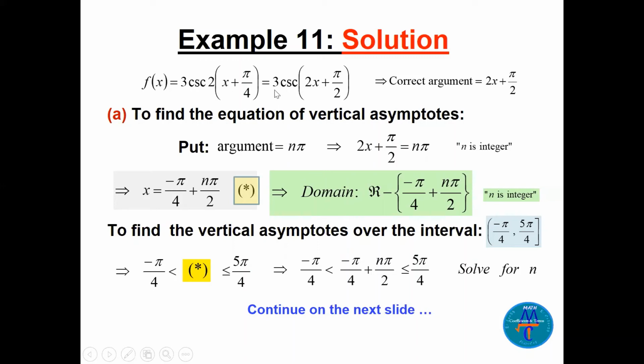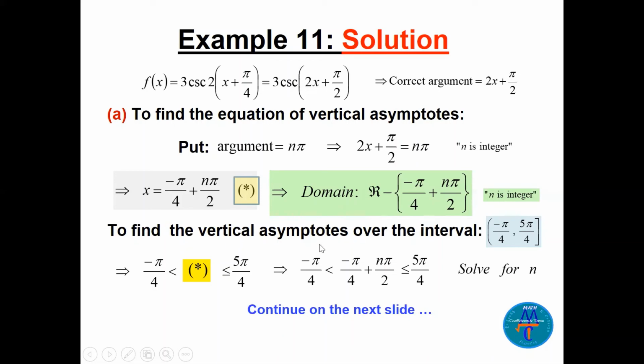Now cosecant, remember, is 1 over sine. So you take the argument equal to n pi. The argument in this case, 2x plus pi over 2, is equal to n pi. Take this on the other side, so x will be minus pi over 4 plus n pi over 2. Let's call it star. So this is the equation of all the vertical asymptotes. If you need the domain here in part A, it is all real numbers except all these vertical asymptotes, minus pi over 4 plus n pi over 2, where n is an integer.